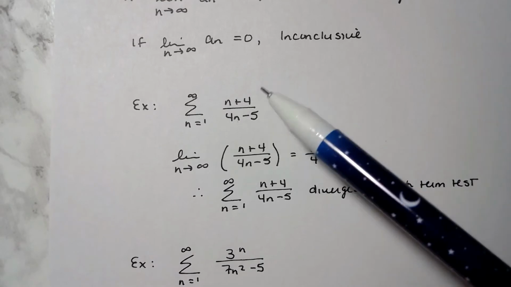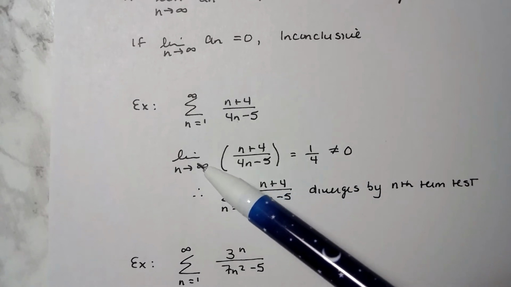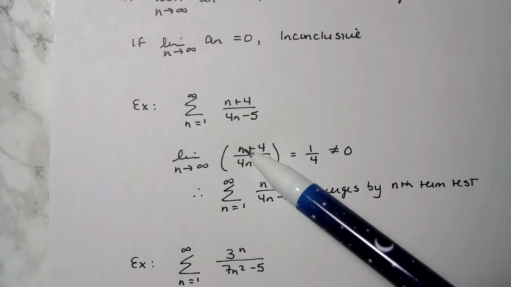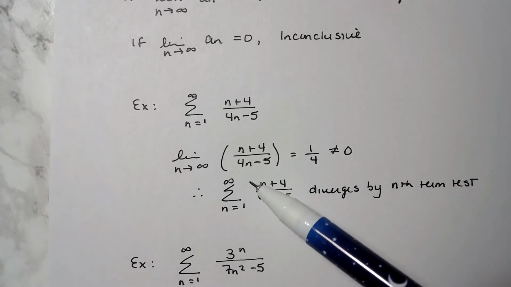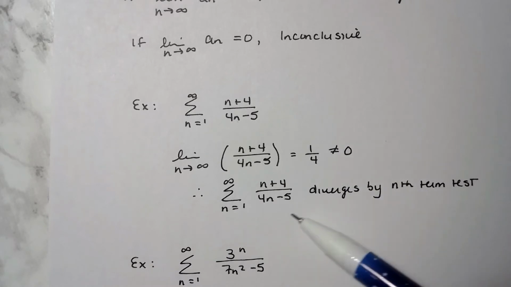Okay, a simple example is the first one here. I have this ratio (n + 4)/(4n - 5), and right away I'm going to try the nth term test to see what happens, because it's easy, right? I can just throw that thing in, take the limit, and it's easy to see the degrees of the numerator and the denominator are the same, and so the limit's 1/4, and that's not equal to 0, so I can say that this series diverges by the nth term divergence test.